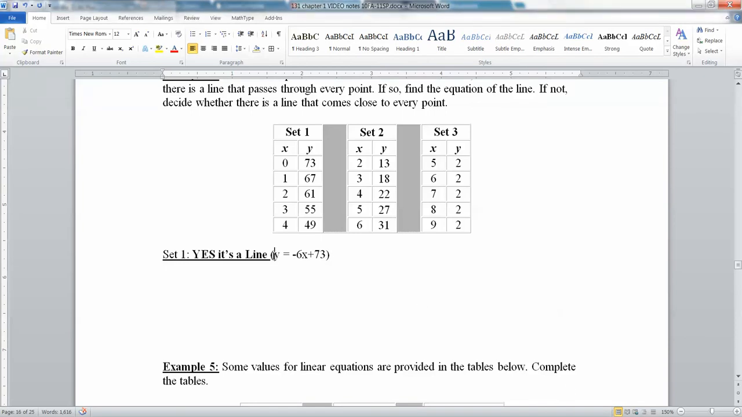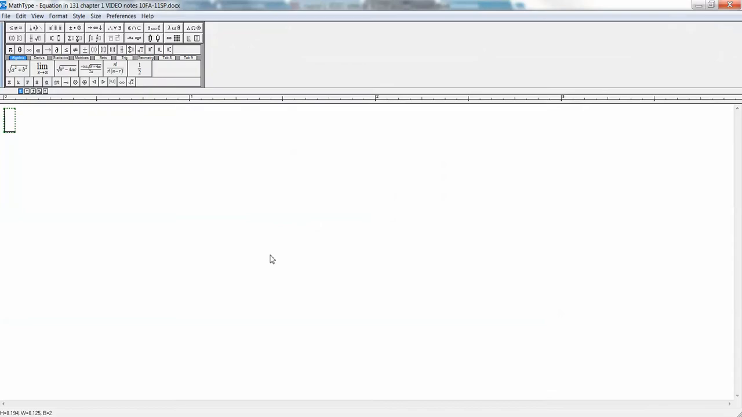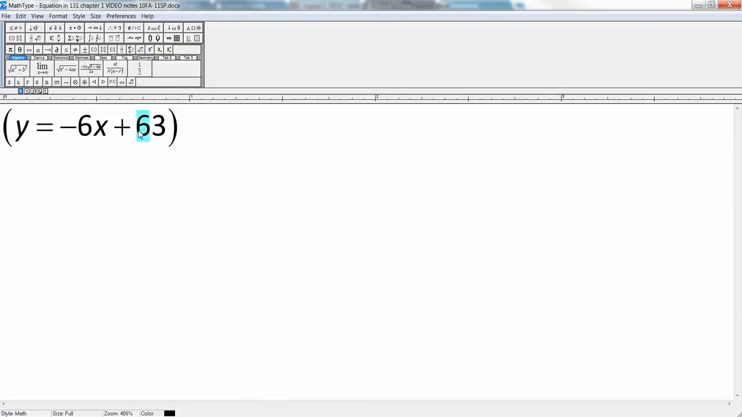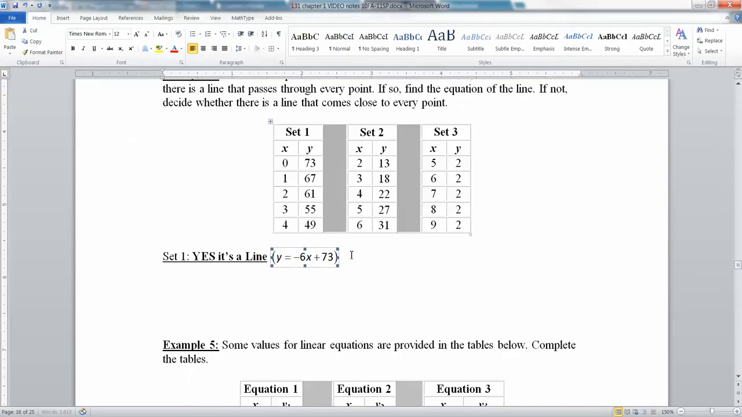Take a moment and look at it. In fact, I'm going to put it in a different form here. y equals negative 6x plus 63, I think it was, or is it 73? Oops, 73. Right? y-intercept 73, that's the y-intercept right there. And then negative 6 because you drop 6, drop 6, drop 6 every time.